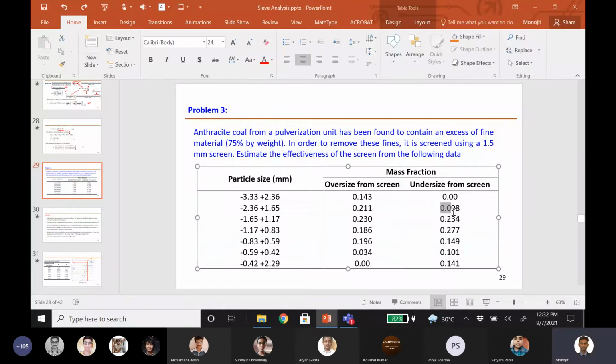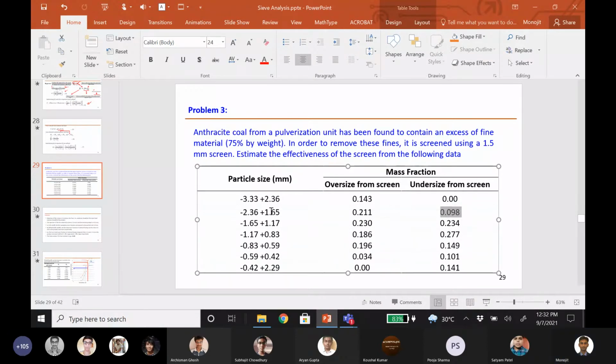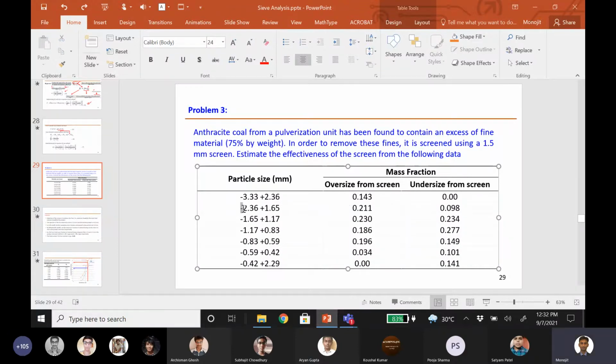And similarly, if you take the entire thing from the undersize, you will get this as 0.098. Now, what we are interested to find out is all the particles which are smaller than 2.36. So that would be the addition of all these terms, including this one, because it is written that this is smaller than 2.36. Got it? Yes, sir.